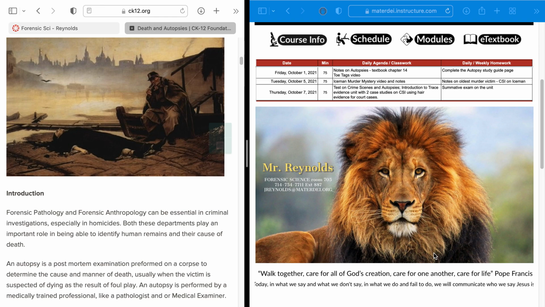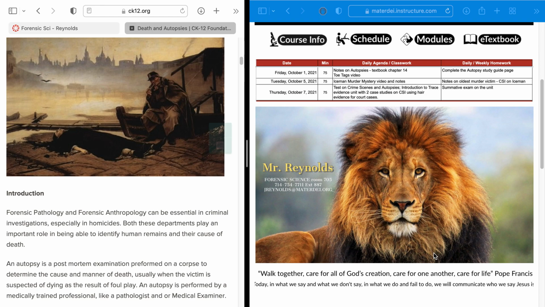Talking about the crime scene, and dead bodies are part of the crime scene. So that's our focus for today. Here's our schedule from our Canvas page. We are going to look at the textbook chapter on death and autopsies, and we'll focus in on medical examiners and what they do.